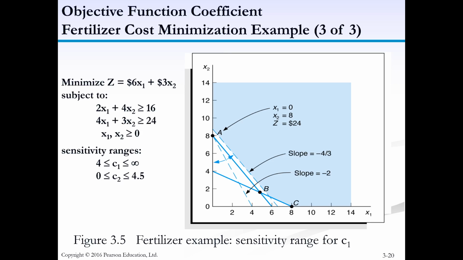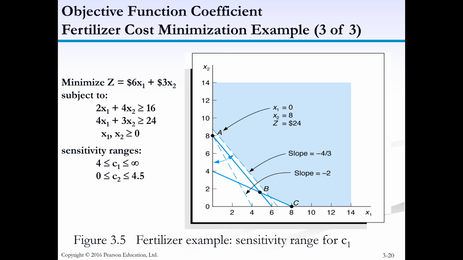Let's see the minimization problem here. We have minimize z = 6x1 + 3x2 subject to two constraints: 2x1 + 4x2 ≥ 16 and 4x1 + 3x2 ≥ 24. We have seen this problem earlier also in chapter 2. The same is repeated here, and we can find the sensitivity ranges also for the cost coefficients.